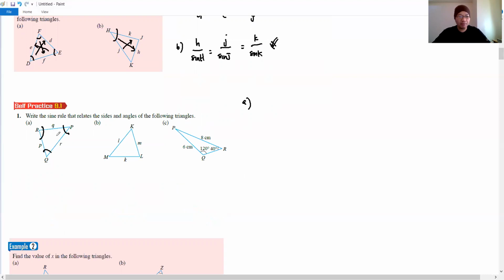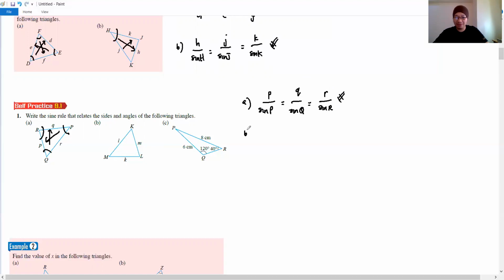So the opposite of angle P is the small p here. So p on the top over sine capital P equals to, and then PQ. The Q here, they are opposite each other. So small q over sine capital Q equals to small r over sine capital R. And that is your answer for number 1A.